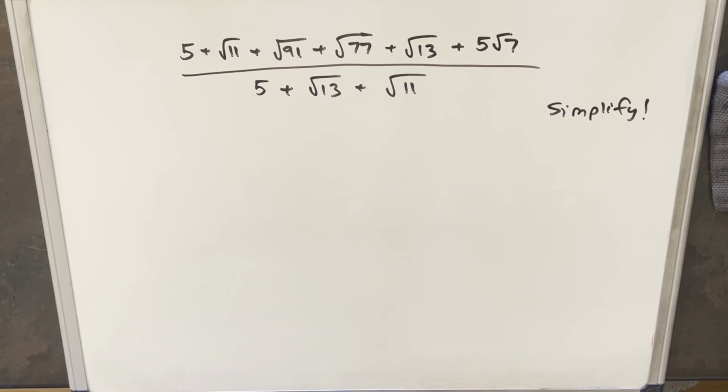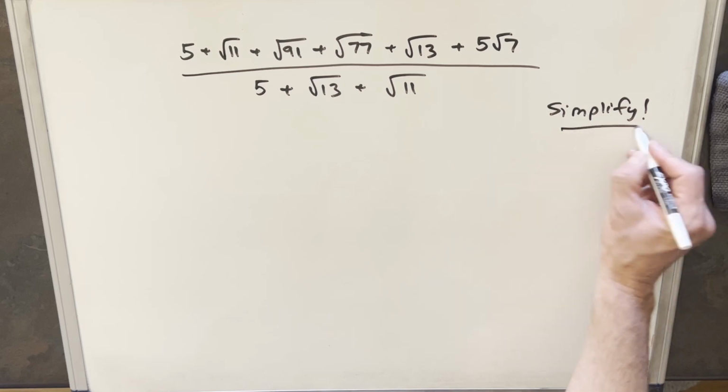Hey, we have this big radical expression on the board. We have 5 plus the square root of 11 plus the square root of 91 plus the square root of 77 plus the square root of 13 plus 5 square root of 7, all over 5 plus the square root of 13 plus the square root of 11. And we're just asked to simplify this thing.